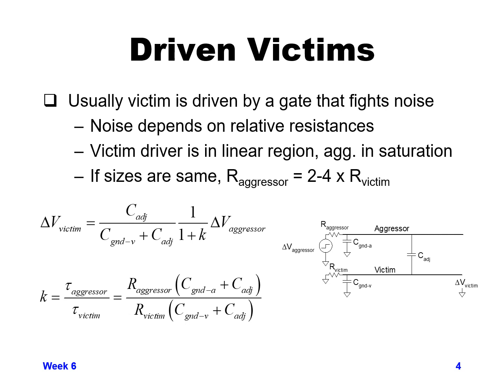So if the size of your aggressor, trying to switch from 0 to 1, is approximately the same size as your victim, because you're in different operating regions for those transistors, the resistance of your aggressor is going to be about 2 to 4x the resistance of the victim. So that goes into your equation as well.